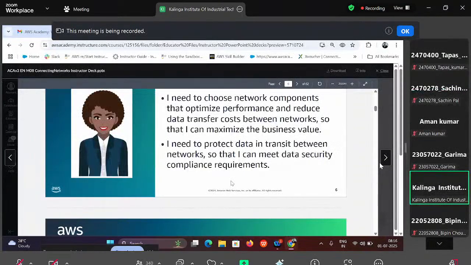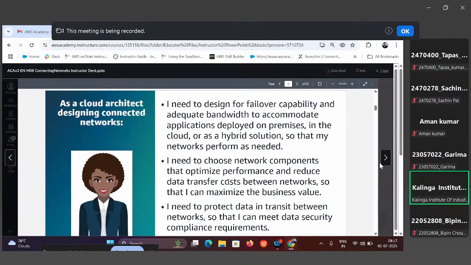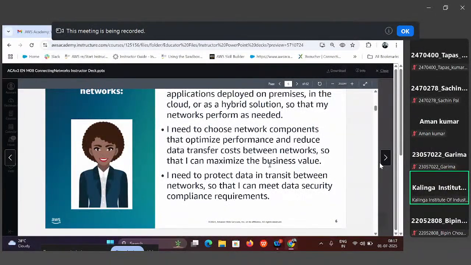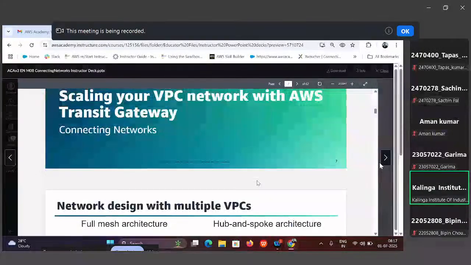Meet the data security compliance requirement. So you need to focus on cost, security, and bandwidth, right? These are your primary goals. The data should be retrieved quickly and fast. Then the cost should be minimum, right? And the third thing, you also have to meet the security compliance requirement that your environment should be more secure. So you focus on all those things.